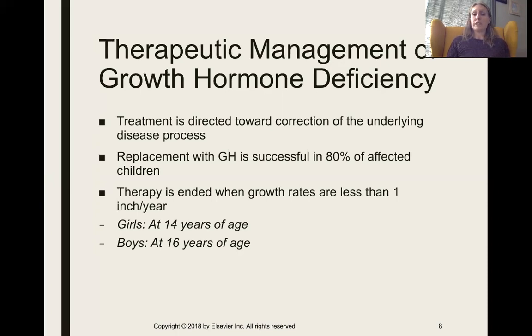We're going to treat until their growth slows to less than 1 inch per year. And it's typically about 14 in girls and 16 in boys. And now this isn't age in years. It could correlate with that, but it's actually bone age that we're looking at here.